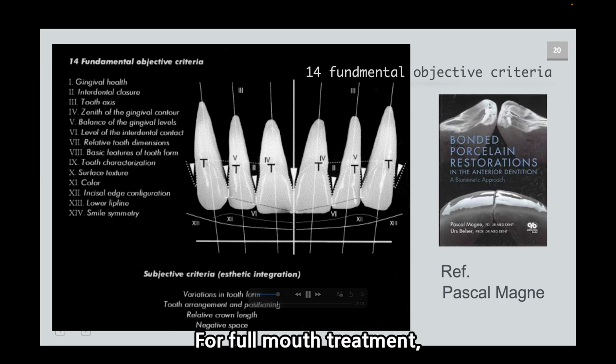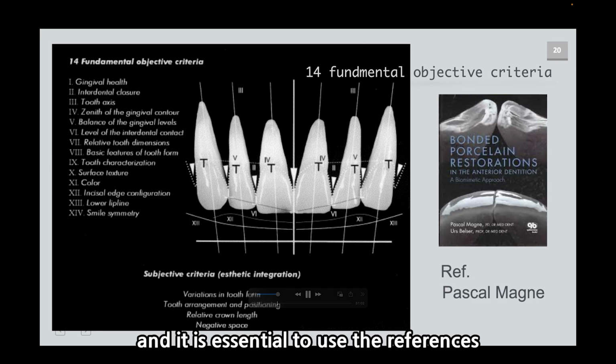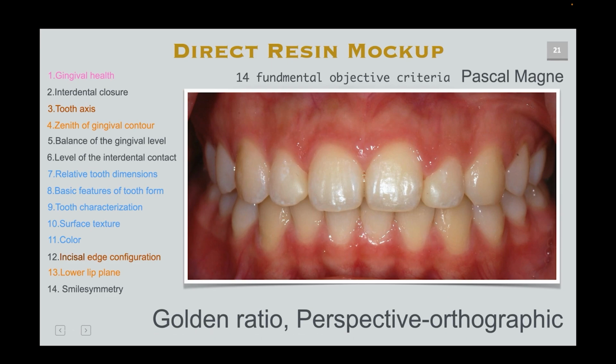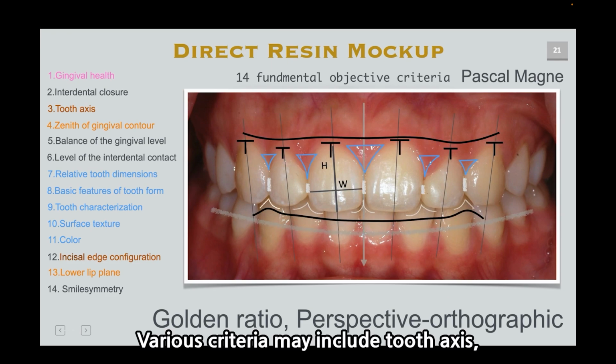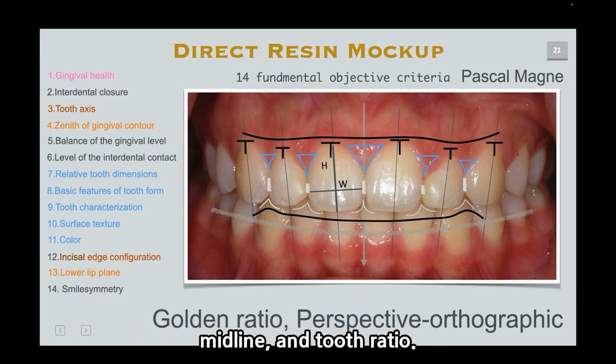For full mouth treatment, overall harmony is crucial. Restoring worn dentition often requires treatment of teeth, bones, and gums to match overall harmony. Various criteria are necessary for this, and it is essential to use references to establish a proper treatment plan. Various criteria may include tooth axis, midline, and tooth ratio.